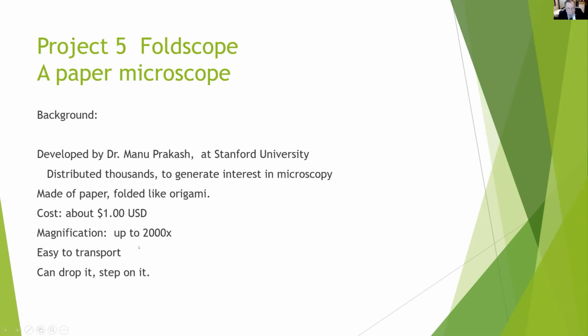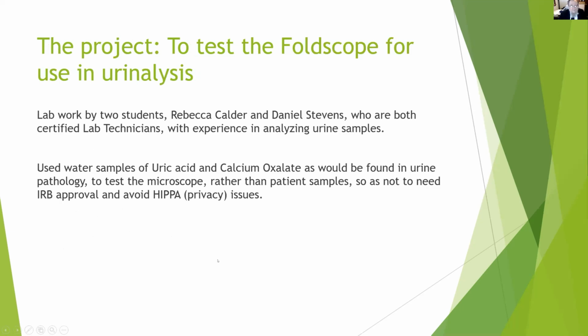You have magnification up to 2,000 power. It's easy to transport. It's, I don't want to say indestructible, but you can drop it and not worry about it. You can step on it. Try dropping a $1,000 microscope and then you have problems. We developed a project to test the Foldscope for use in urinalysis. 2 students were involved in this, Rebecca Calder and Daniel Stevens, both certified lab technicians in their other lives, experienced in analyzing urine samples.